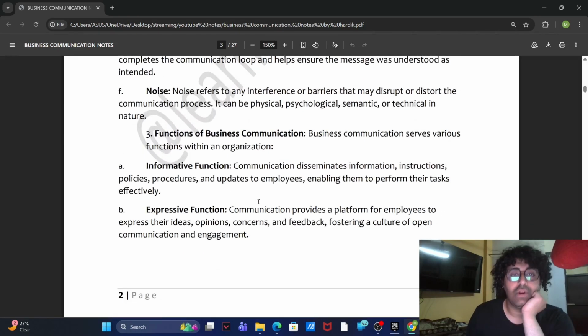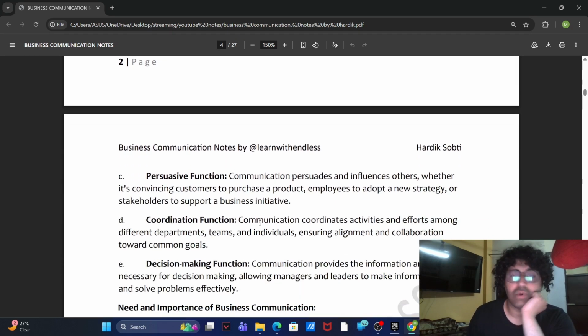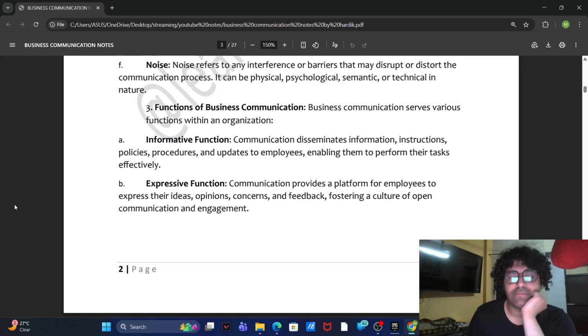Noise. Noise refers to any interference or barrier that may disrupt or distort the communication process. It can be physical, psychological, semantic, or technical in nature. Next topic, functions of business communication. Business communication serves various functions within an organization, and they are informative function, expressive function, persuasive function, coordination function, decision making function. Let's go through them one by one.